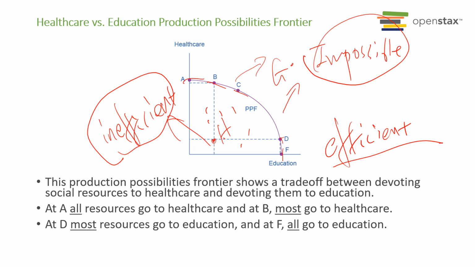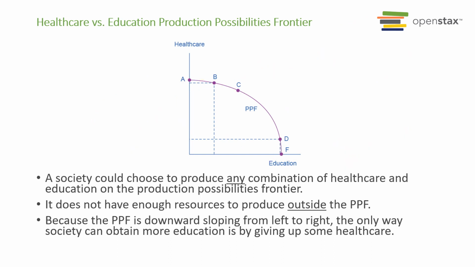Now, obviously at point A, we have the most healthcare, but zero education. And then at point F, we have the most education, but zero healthcare. So where should we be? Somewhere between A and F, okay? And that's up to the individual country to decide. So a society can choose any of these possibilities. Where to choose will depend on the preference of the country.